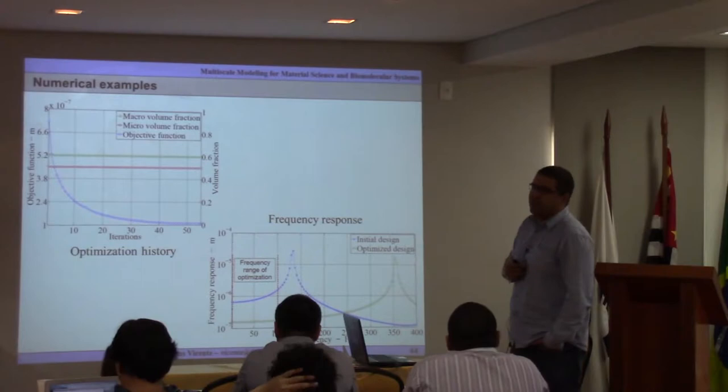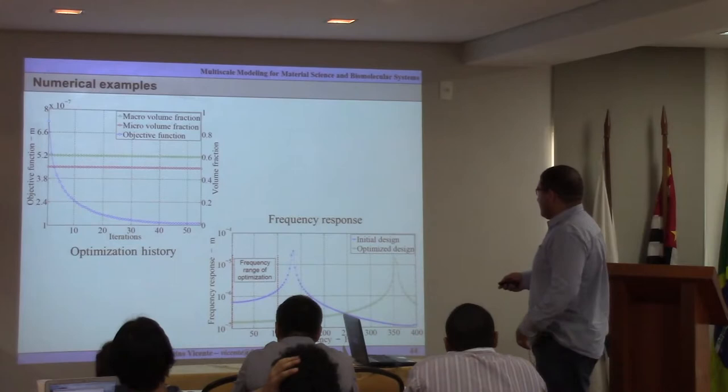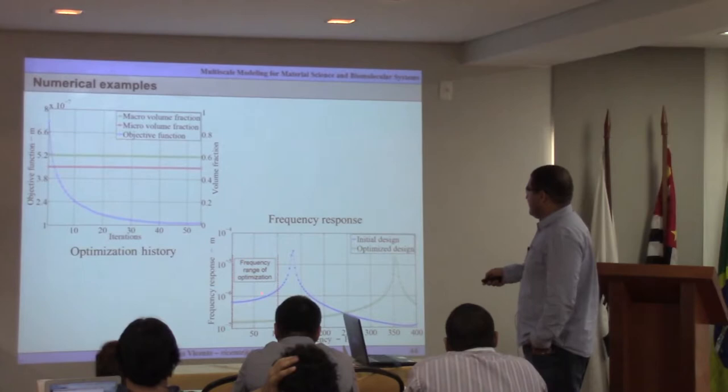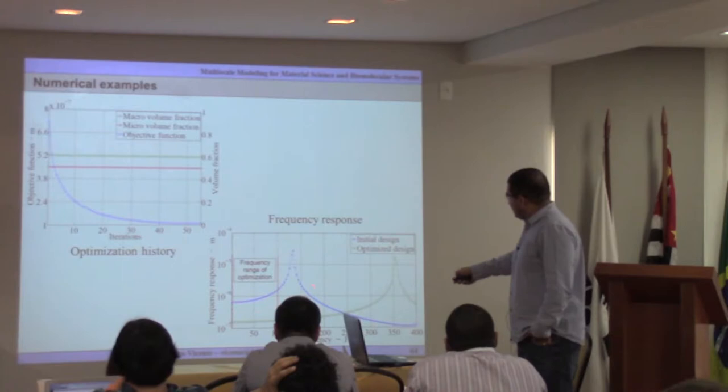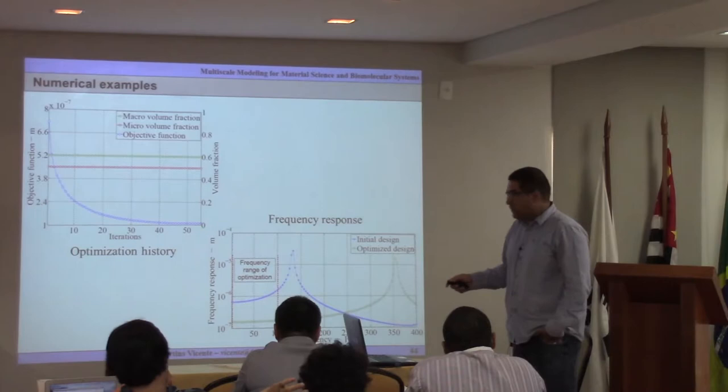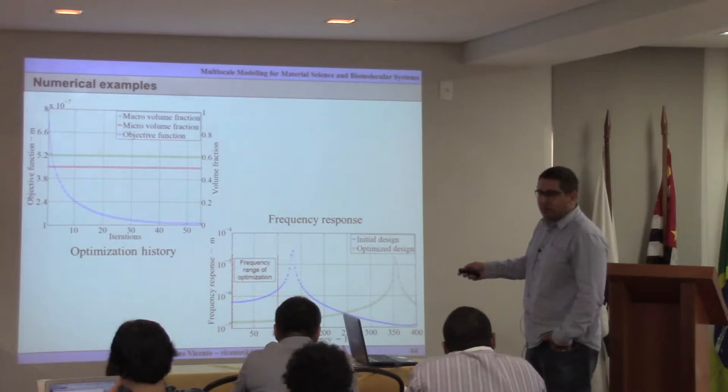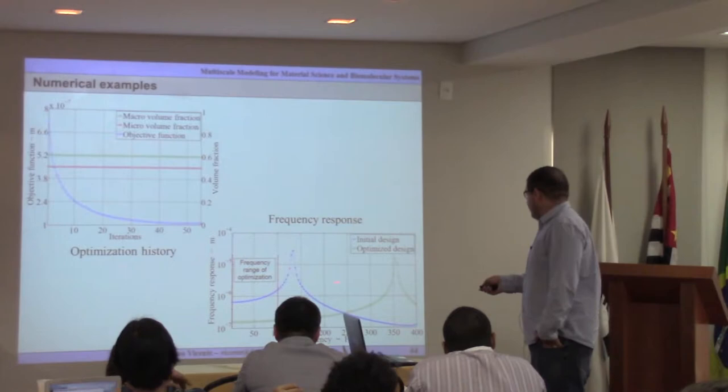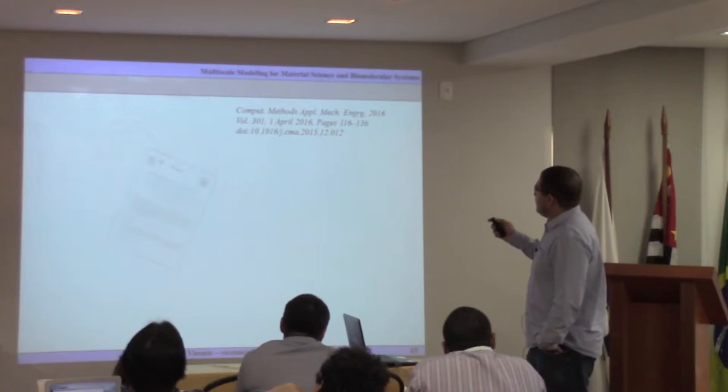And the frequency response, because the external load is harmonically applied, we can see here the frequency range we want to minimize. And the initial guess design has this frequency response, and the final design has this response. We can see that the first natural frequency was increased from close to 100 hertz to more than 350 hertz. The result was published this year in Computer Methods in Applied Mechanics and Engineering.